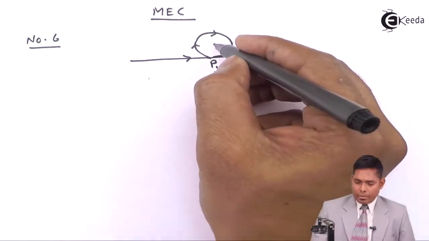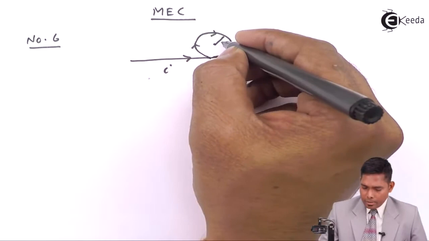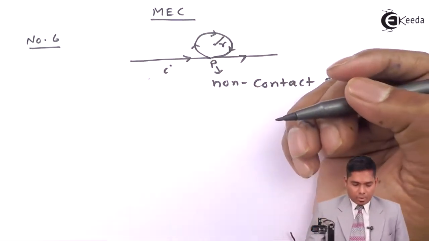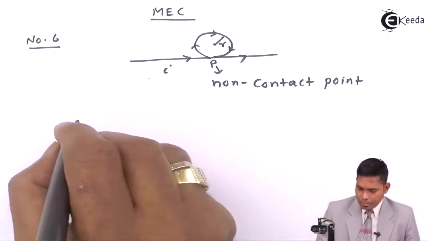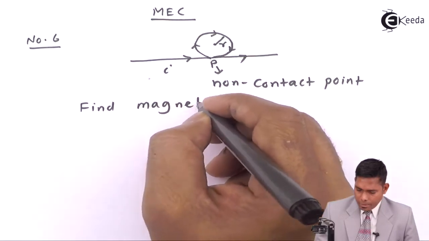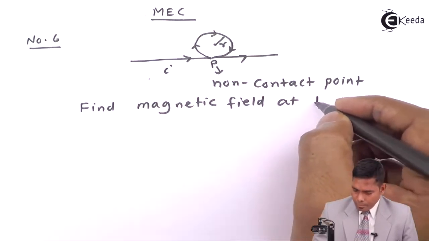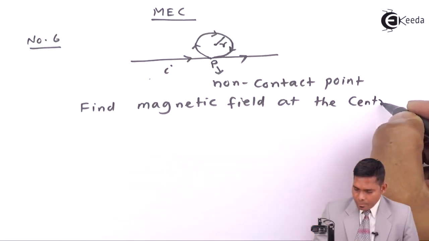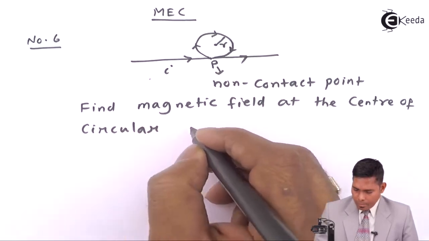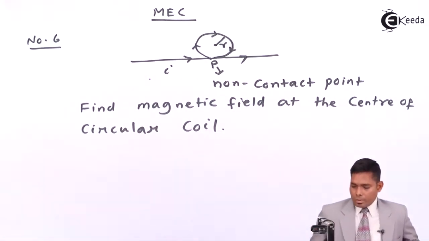So what is to find? I is the current, R is the radius. You are supposed to find the magnetic field at the center of the circular coil.